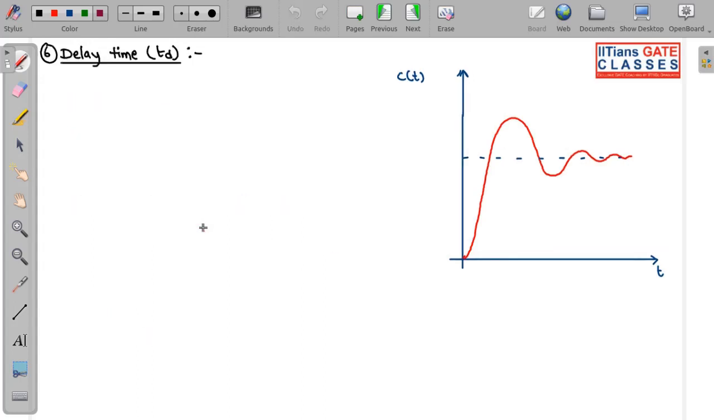Now delay time. Delay time is the time taken by the response to reach from 0 to 50%. This has been experimentally calculated and your delay time comes out to be 1 plus 0.7 zeta by omega n seconds. This value has been calculated using experimental values. So that comes out to be 1 plus 0.7 zeta by omega n. This is your delay time.